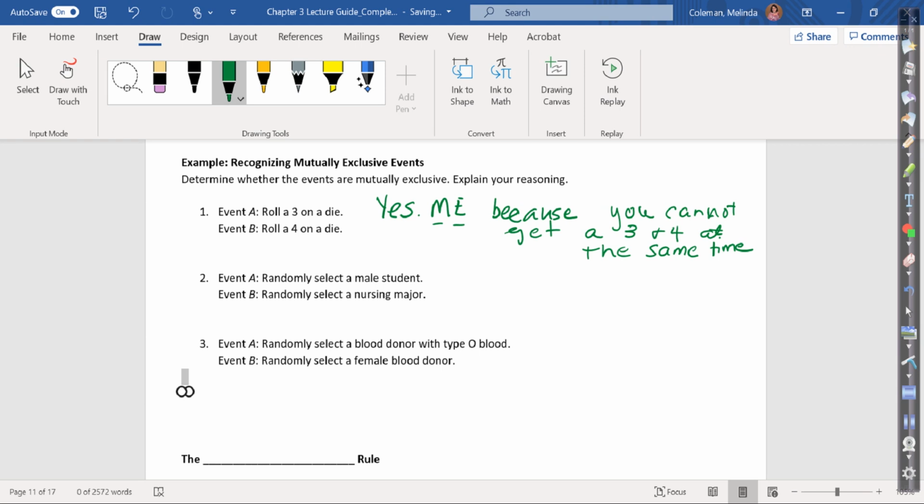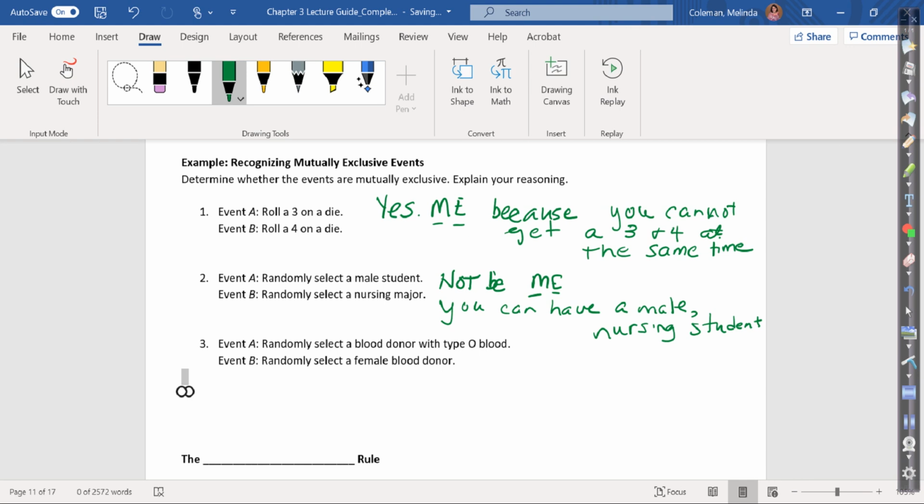Number 2, randomly selecting a male student and randomly selecting a nursing student. These then, this would not be mutually exclusive. And the reason they are not mutually exclusive is because you can have a male nursing student. There's nothing that says you cannot have a male nursing student. So randomly selecting that would not be mutually exclusive.